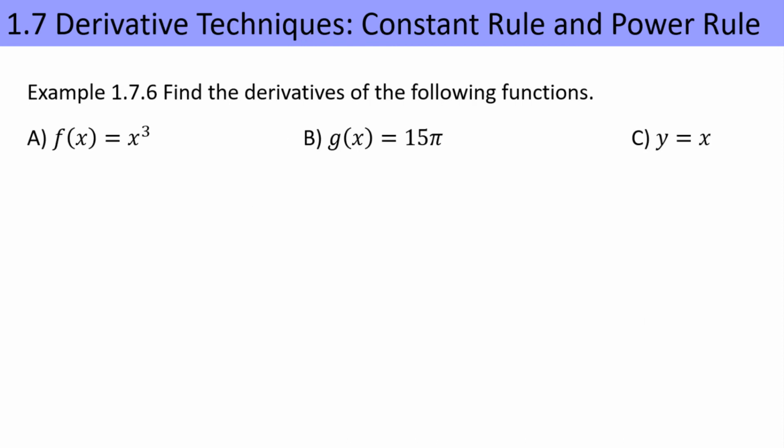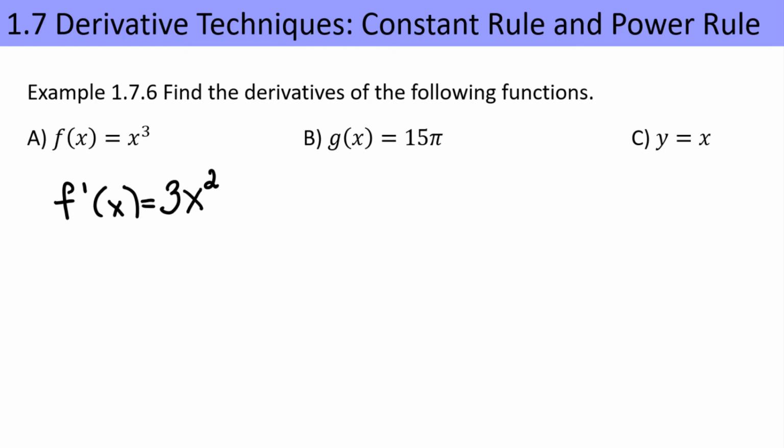Example 1.7.6. Find the derivatives of the following functions. A, f of x equals x cubed. We will use the power rule. To find the derivative, we write f prime of x equals, we bring the 3 down to make it a coefficient, x to the power of 3 minus 1, which would be a power of 2. So the derivative, f prime of x, is 3x squared.